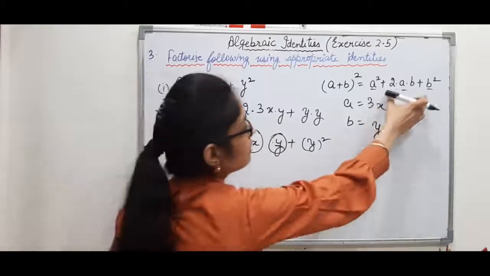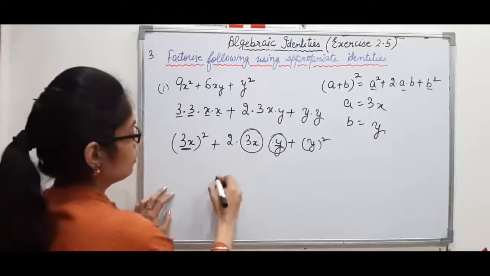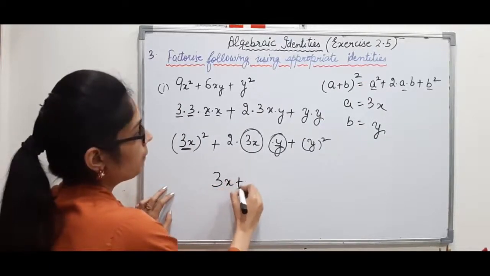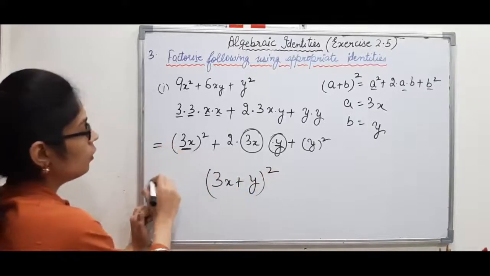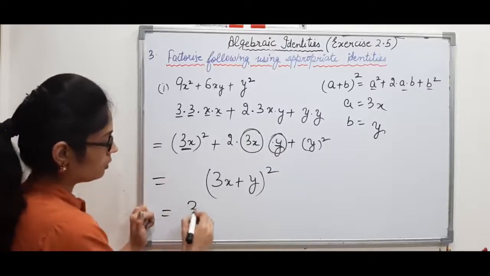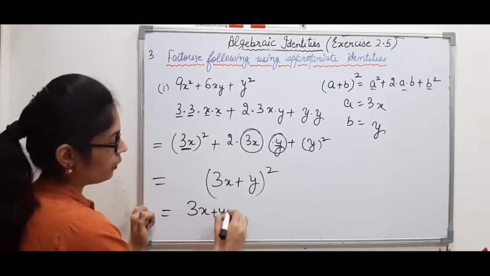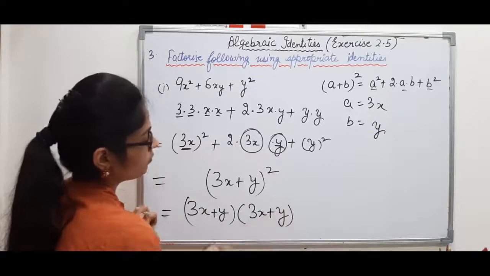And now we have got this expression. This expression is equal to a plus b whole square. So a is 3x plus b is y. So we can write it as whole square. Whole square means this expression is 2 times. So we can also write it as 3x plus y into 3x plus y.